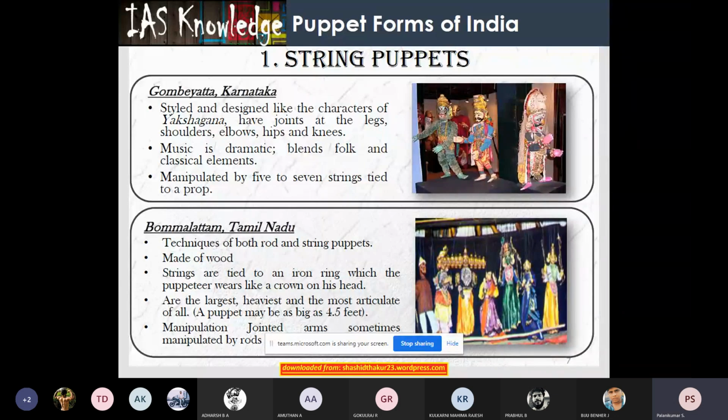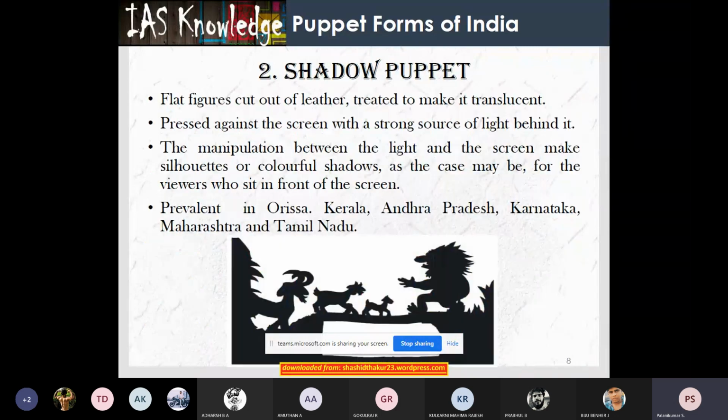They use both a rod puppet and also a string puppet. It is mainly made of wood. The strings are tied to an iron ring that the puppeteer wears like a crown on the head, and they control the strings with their fingers. This is how they perform.